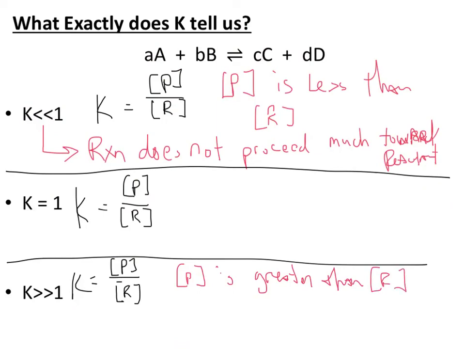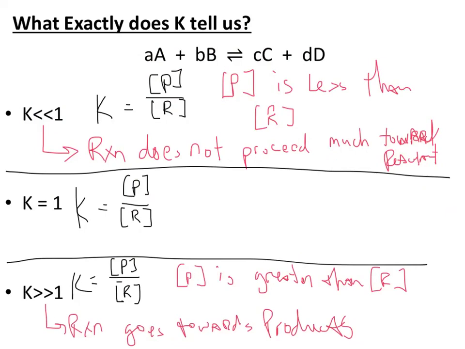And what this means is that my reaction goes towards products. So in this particular case, the reaction proceeds towards the products at a relatively high rate. So at equilibrium, I'd end up with a lot of products and just a few reactant molecules, if you want to look at it that way.